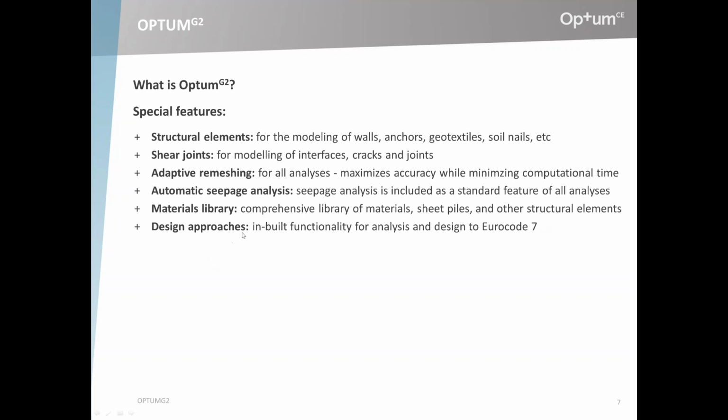See, the whole philosophy of OptumG2 is very much in line with the philosophy of Eurocode 7, the new geotechnical standard that's mandatory throughout Europe. And the limit analysis is a big part of that. And then in addition to that, we have some inbuilt functionality that allows the partial factors to be applied very conveniently, the partial factors according to one of the three design approaches of Eurocode 7.